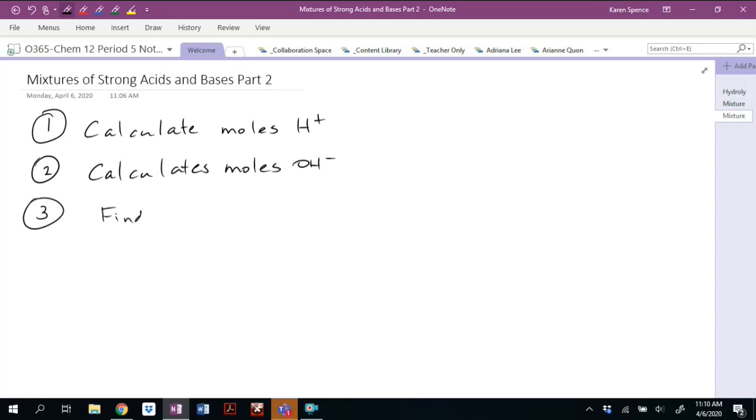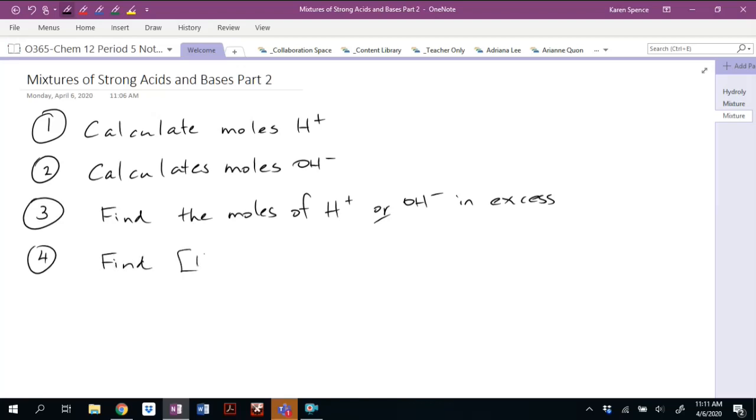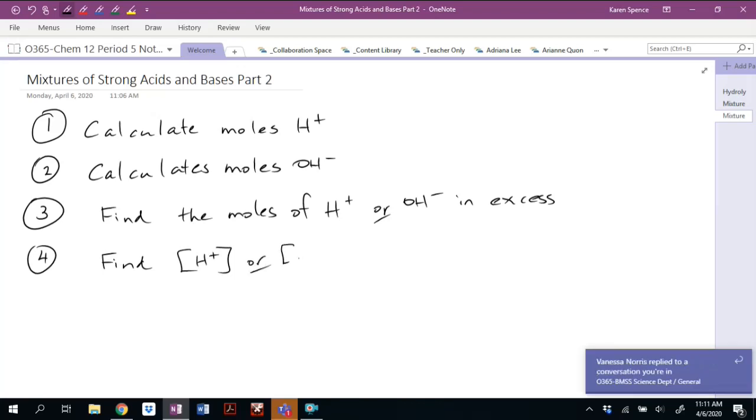And then the third thing you're going to do is find the moles of H+ or OH- in excess. And then the fourth thing you're going to do is find the concentration of H+ or the concentration of OH-.